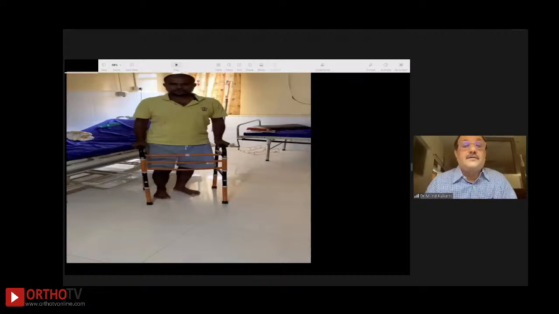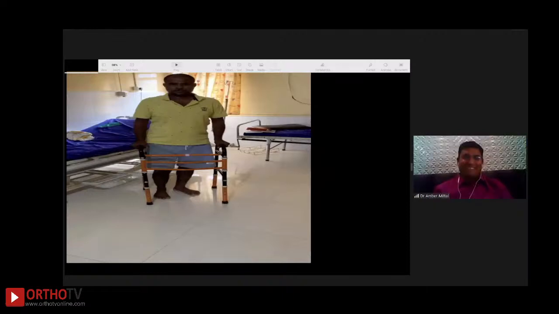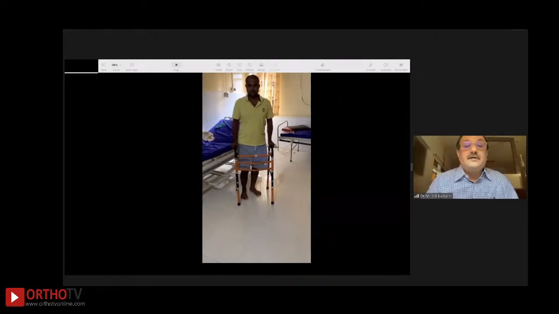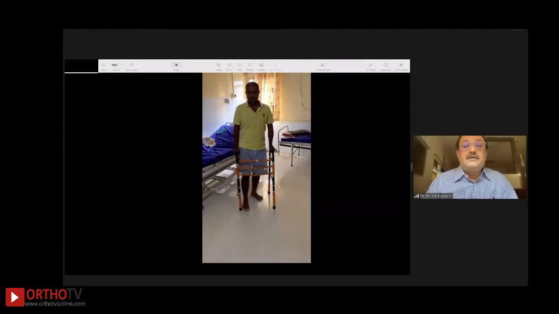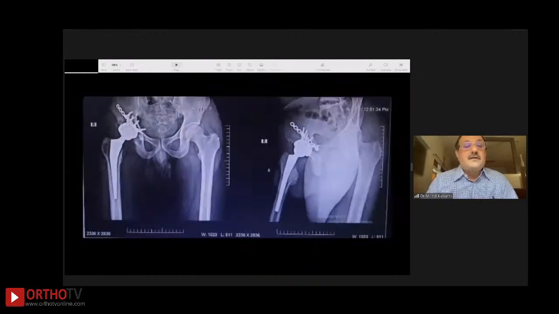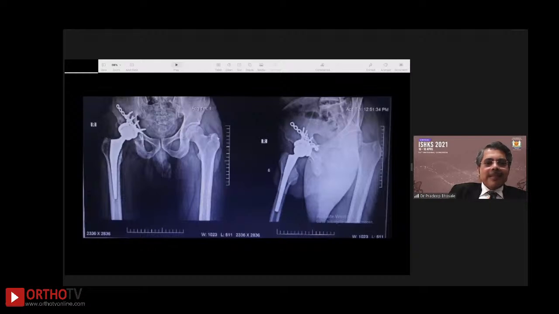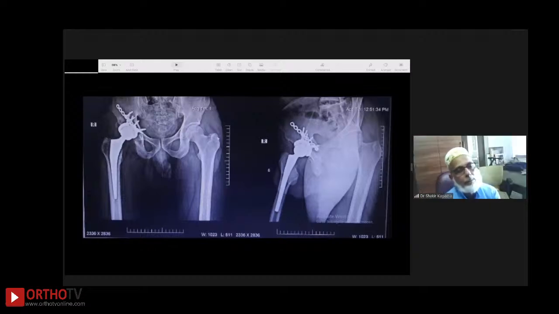Of course, with support for 6 weeks can be debated, because even non-weight bearing is as good as putting pressure on the implants. I agree with that. And he was very happy with it. And this is 1 year follow-up. Oh, excellent. Very good. Very nice. Good gait. Ceramic on ceramic. All my heads are ceramic.